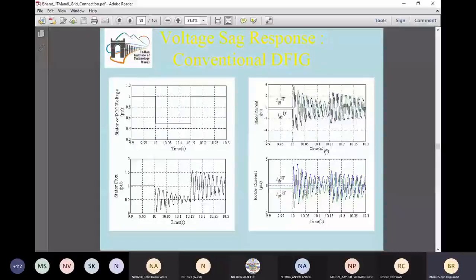These results are for the conventional doubly fed induction generator, where the stator PCC voltage has a 50% reduction due to the voltage sag condition. Then we can see the currents and different parameters have oscillations.